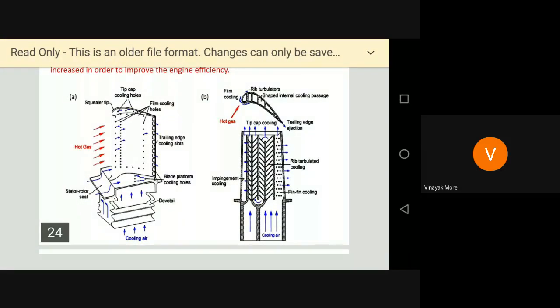In this you can see the ribbed passages. The passages are made with ribs and pin fins or impingement holes or ducts like that. Due to the high pressure, this cooling air is going to be passed through these passages, and it is going to come out from the blade tip or the sides of the blade, suction side, pressure side. So like this it is going to keep the blade material in the cold condition.